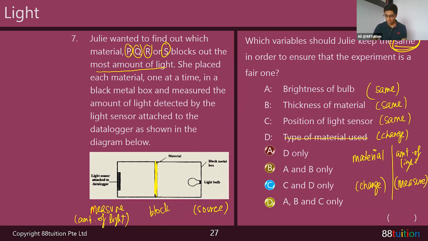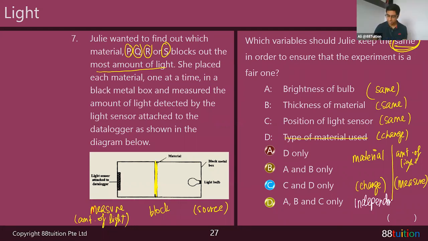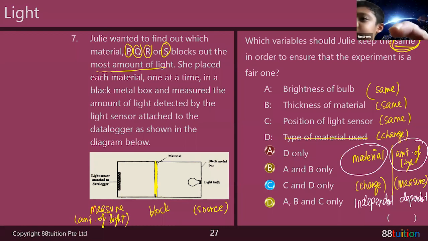Yes. Which one is the independent variable here? Which one is the dependent variable? Is it the material or the amount of light? I've written down the answer already. You just have to read. Which one is independent? Material. Which one is dependent? Amount of light. Thank you.